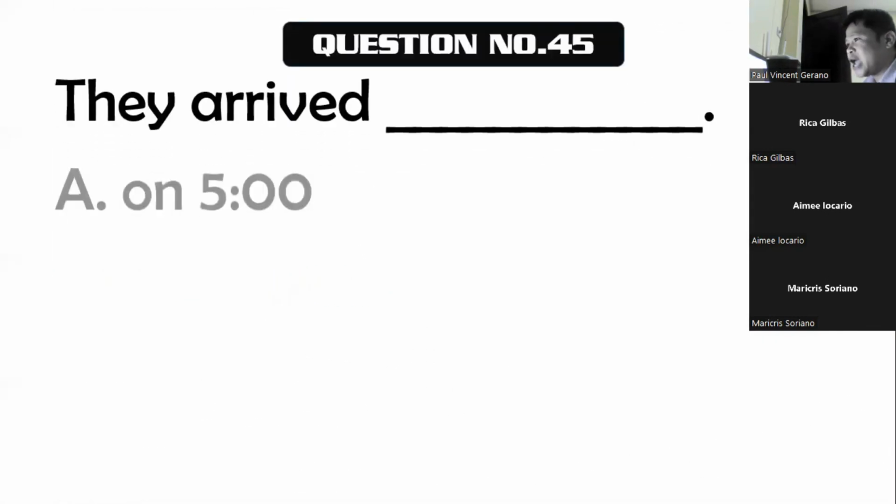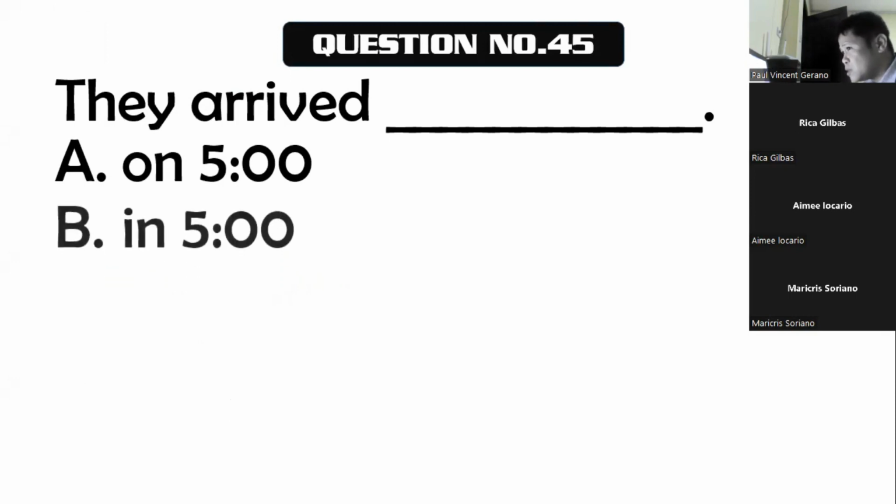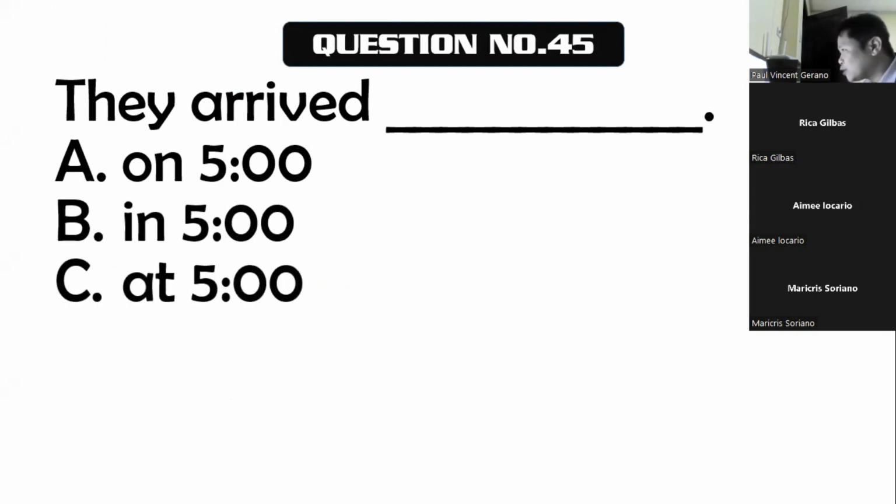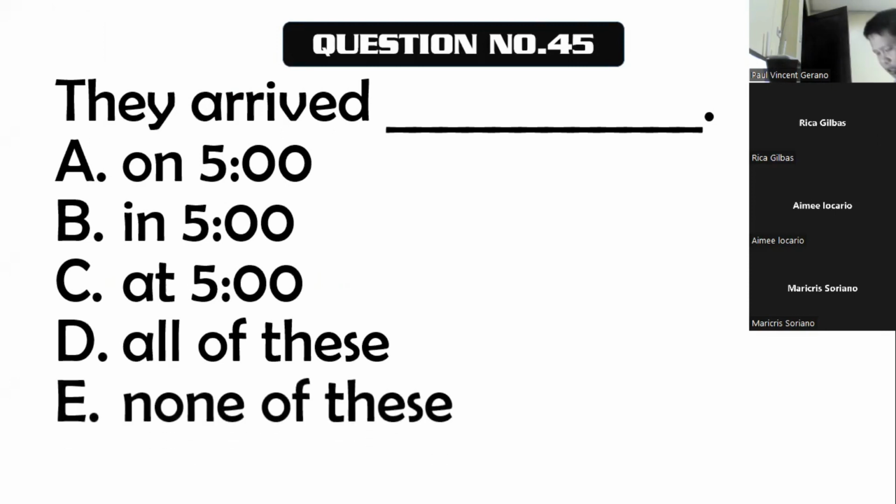45. They arrived, A, on 5. B, in 5. C, at 5. D, all of these. E, none of these. The answer? This is the correct use of prepositions. Pag exact time, anong preposition ang dapat? At, letter C, 5 o'clock. Correct. Exact time, it's at 5 p.m., at 9 a.m., at midnight.